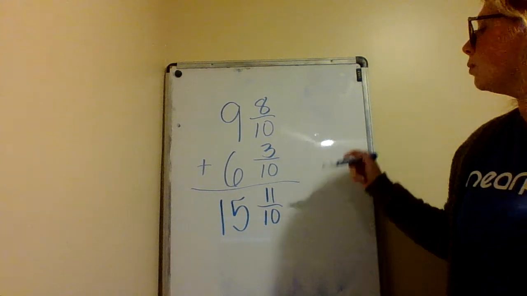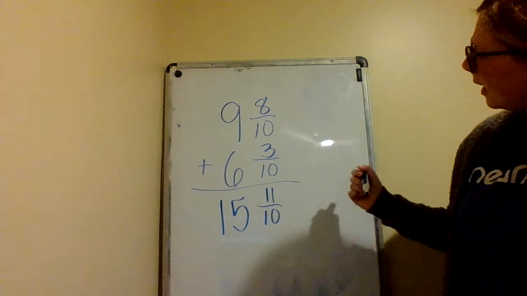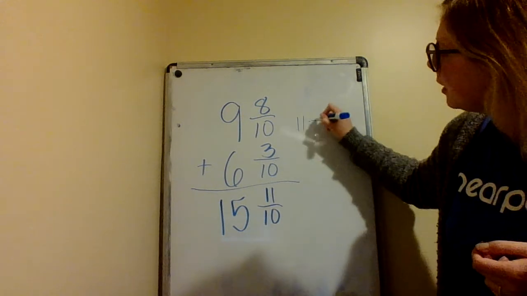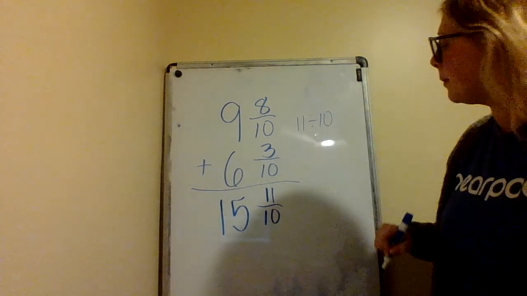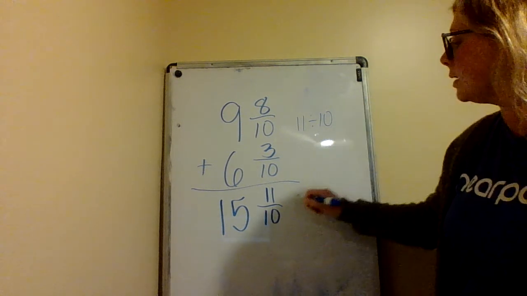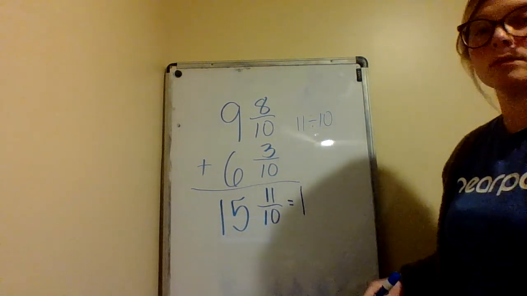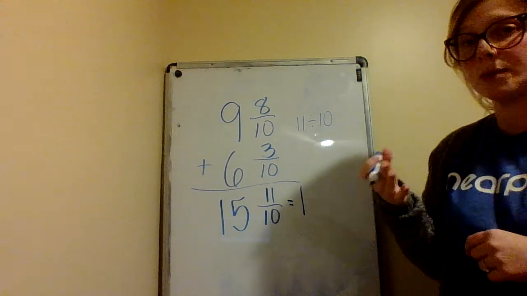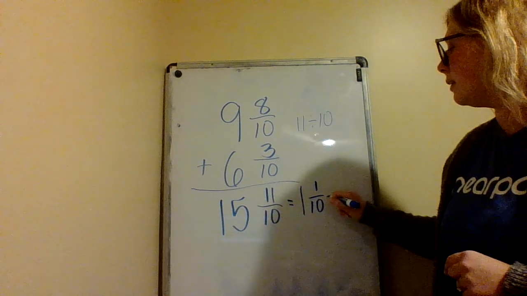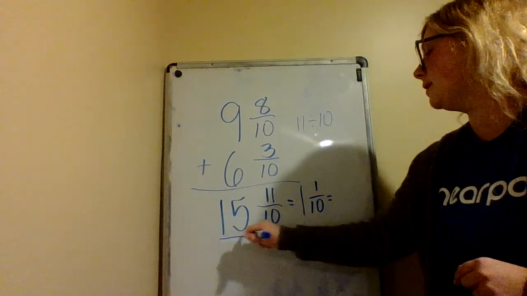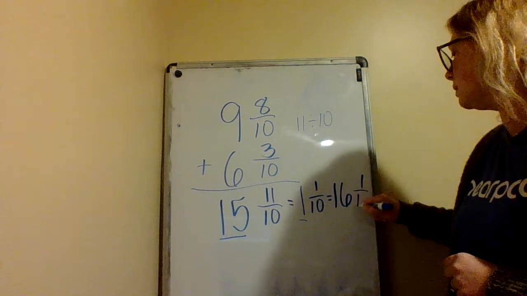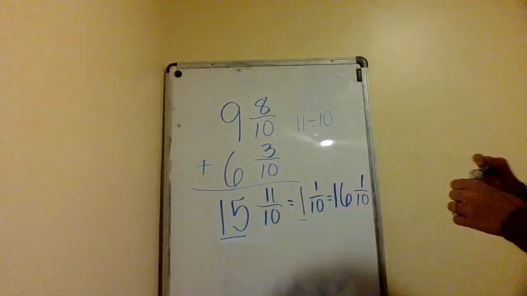And then we just have to look at our fraction greater than 1. 11 divided by 10. We know it can go in 1 time. So 10 times 1, and then how many more to get to 11? 1. 1/10. And then we just add up 15 plus 1 is 16 and 1/10. Okay?